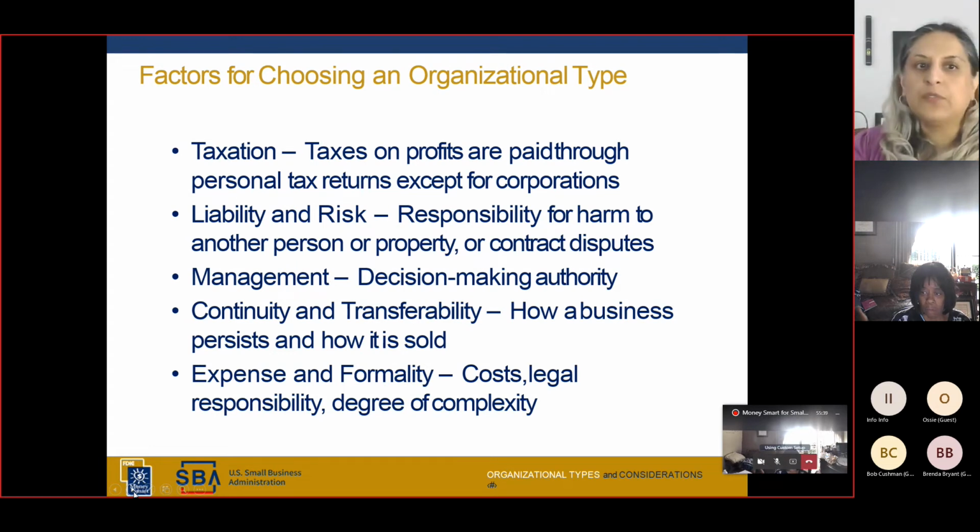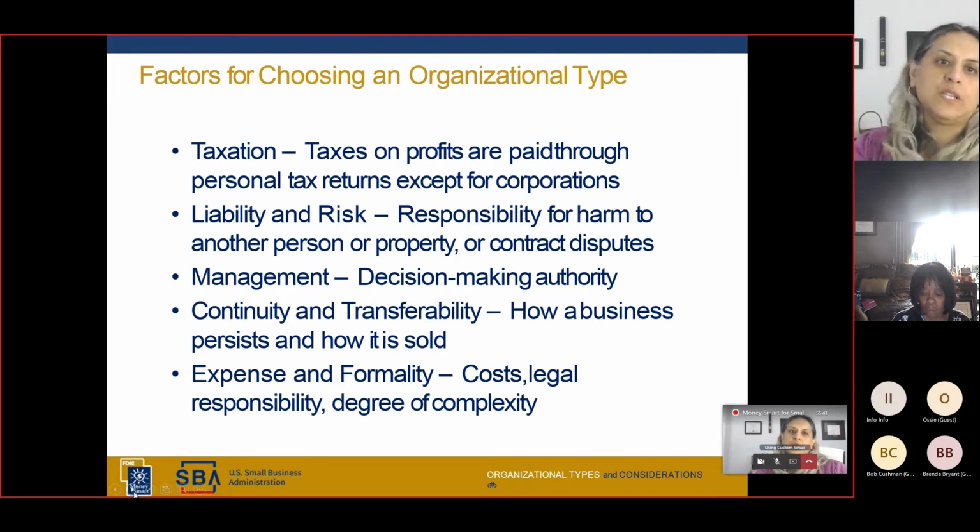Now, we were speaking about the factors for choosing an organizational type. Let me match up my feed here. Okay, so the factors that you're going to consider are five: the taxation, your liability and risk, your management, the continuity and transferability, and expenses. The legal structure determines how your business is taxed.